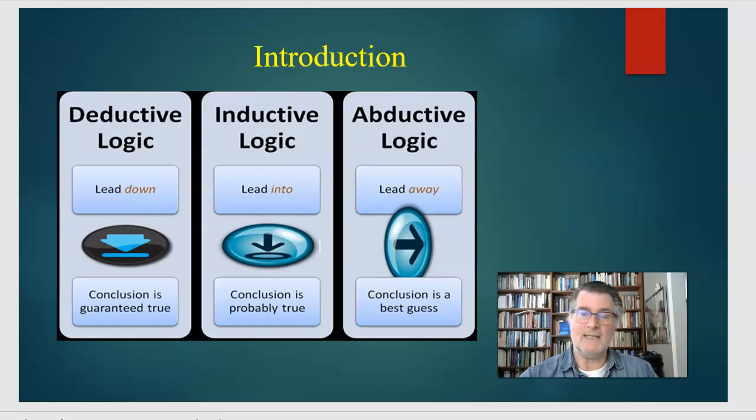Deductive logic leads down from a general statement to a specific individual statement that is considered to be the truth. Now, inductive logic leads in a different way, from a specific statement out to a general conclusion. So in the same way that deductive goes from wide to narrow, inductive goes from narrow to wide.